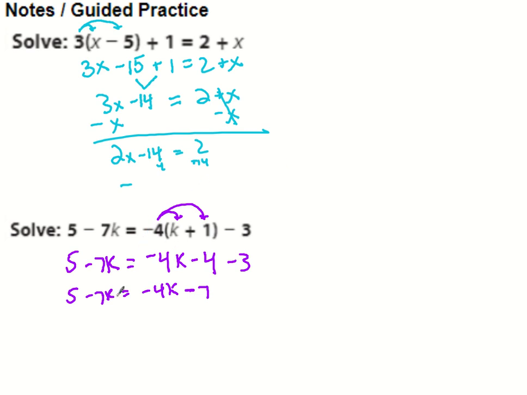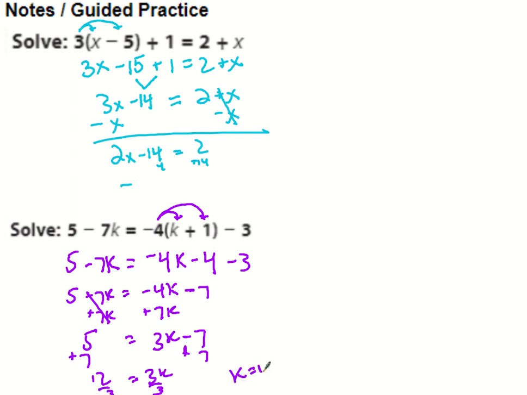And now again, we're right back to where we've been with a lot of our equations. I'm going to add 7k to both sides because those cancel. I'm left with 5 equals 3k minus 7. Add 7 to both sides. That gives me 12 equals 3k, which means I have to divide by 3, and k equals 4. Yes, because 12 divided by 3 is 4.